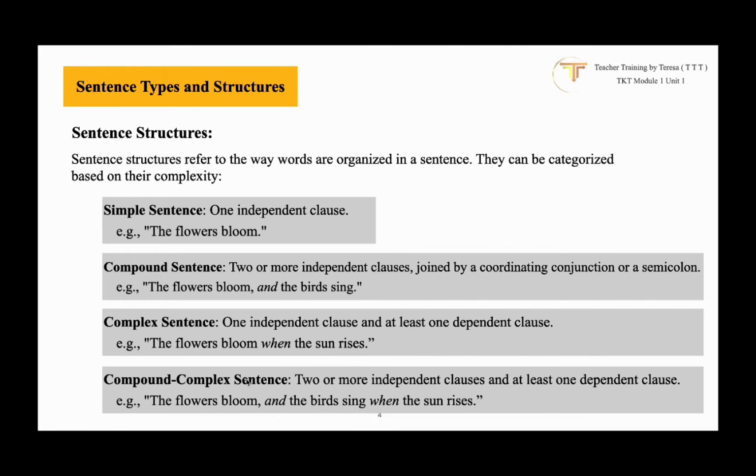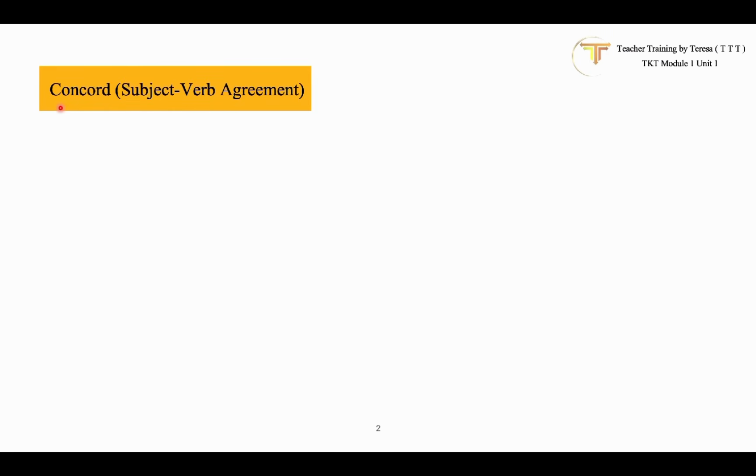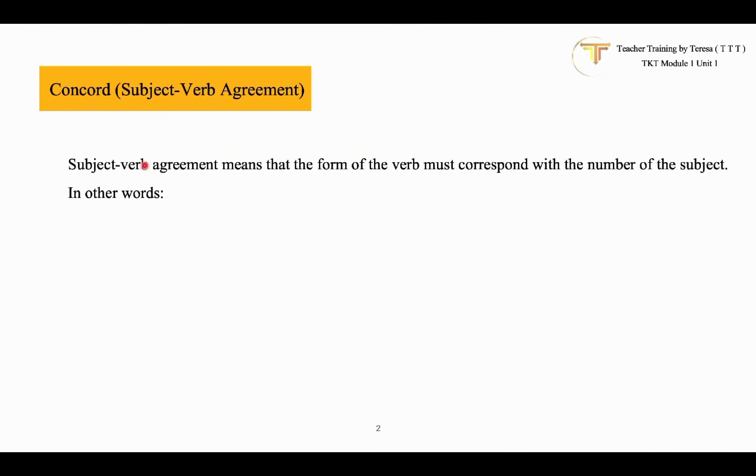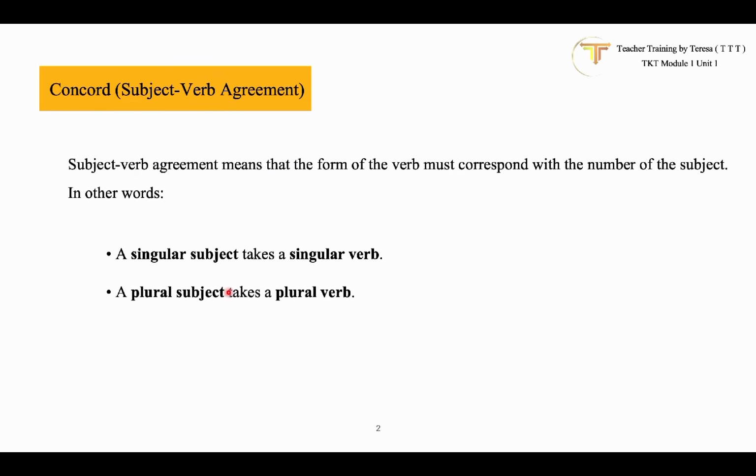Compound complex sentence: two or more independent clauses and at least one dependent clause. Example: The flowers bloom, and the birds sing when the sun rises. Concord, subject-verb agreement. Subject-verb agreement means that the form of the verb must correspond with the number of the subject. In other words, a singular subject takes a singular verb. A plural subject takes a plural verb.